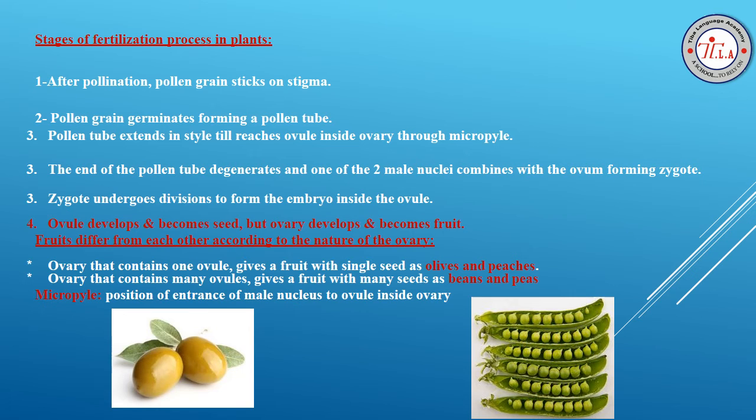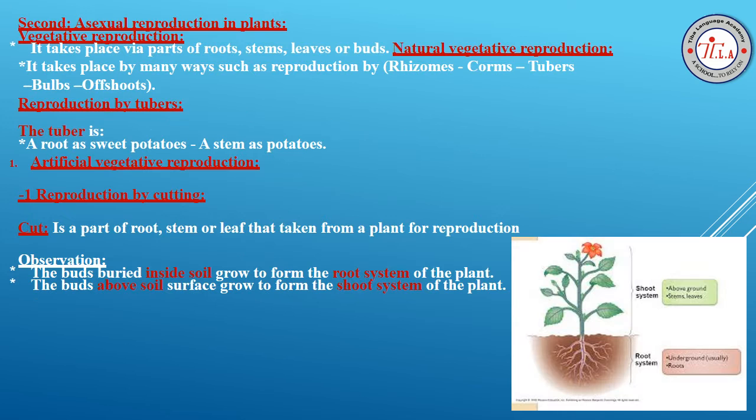If the ovary has one seed, it's called a single-seeded fruit. And if the ovary contains many ovules, it gives many seeds, like pea. If we have a single-seeded fruit like olive and peach, the ovary contains one ovule. If we have a many-seeded fruit, the ovary contains many ovules.